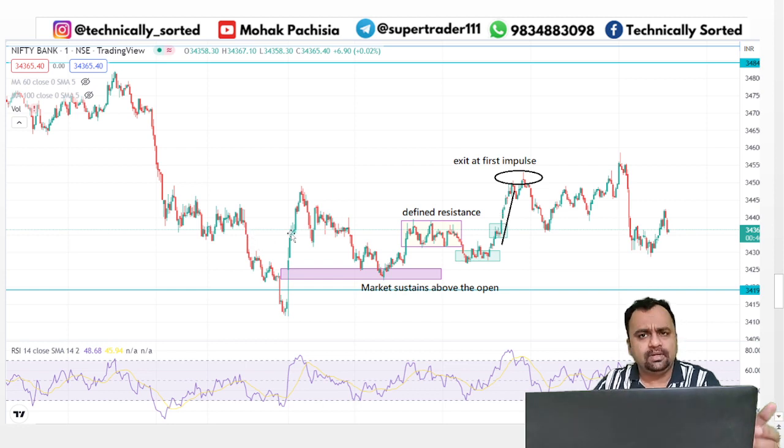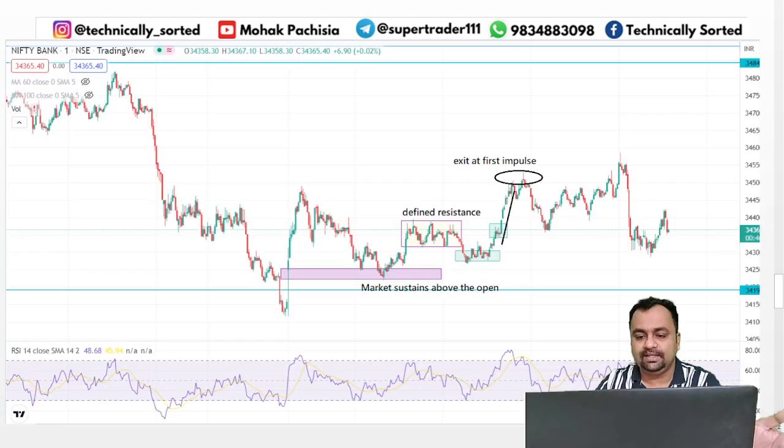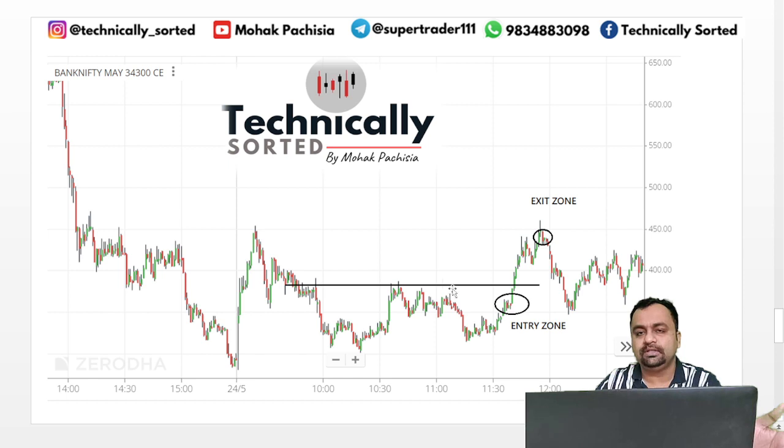Okay, I took a number of trades other than this also during the day, but this is the example which I had to show to you. Now coming to the point as to what the option did while Nifty was moving like this. The option, if you notice, being an in the money option, was moving in sync with the Bank Nifty.